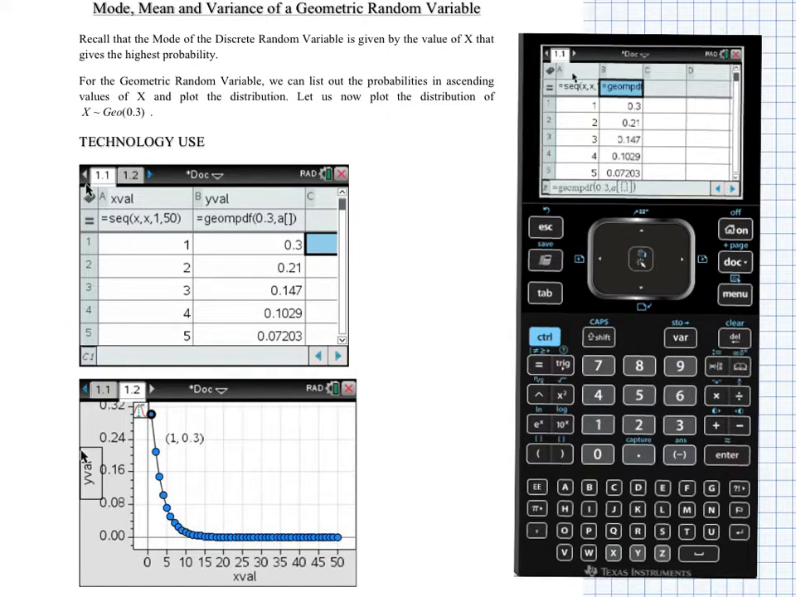The next thing we will do is to name our values. So for the x values, we will simply call it xval. And for the probability values, we will call them yval. And there you have it.